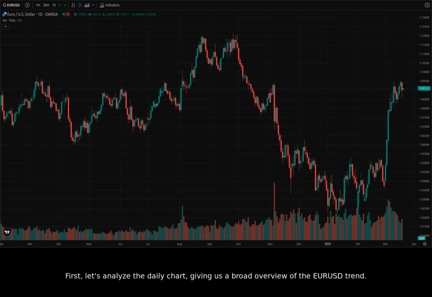First, let's analyze the daily chart, giving us a broad overview of the EURUSD trend. We can observe the overall price action going back to late 2023. Notice the general trend here is slightly downward, but with peaks and valleys to be sure.